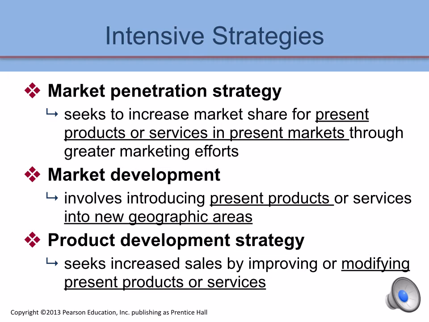For instance, GM, the car company, produced ventilators during the coronavirus crisis. Estee Lauder, the cosmetic company, produced hand sanitizers during the coronavirus crisis. These are all examples for product development strategies.